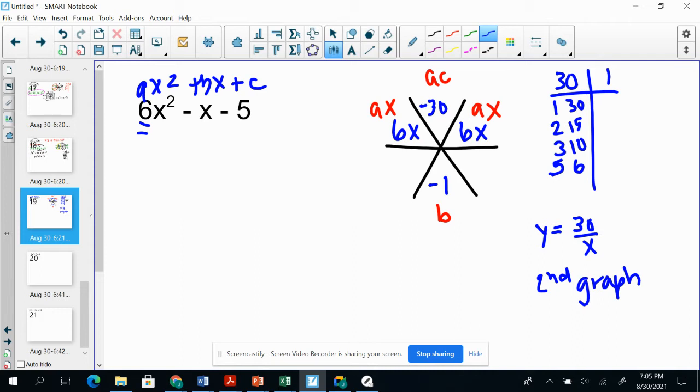All right, so 1 and 30, not going to give me 1. 2 and 15 won't give me 1. 3 and 10 won't give me 1, but 5 and 6 will. So I'm going to go 6 and 5. They need to be multiplied to be a negative and add together to give me a negative 1.